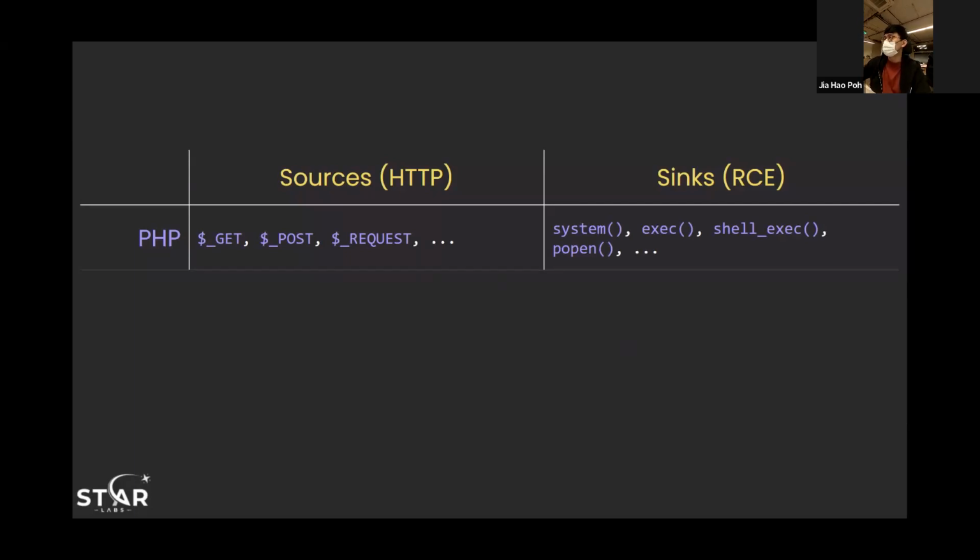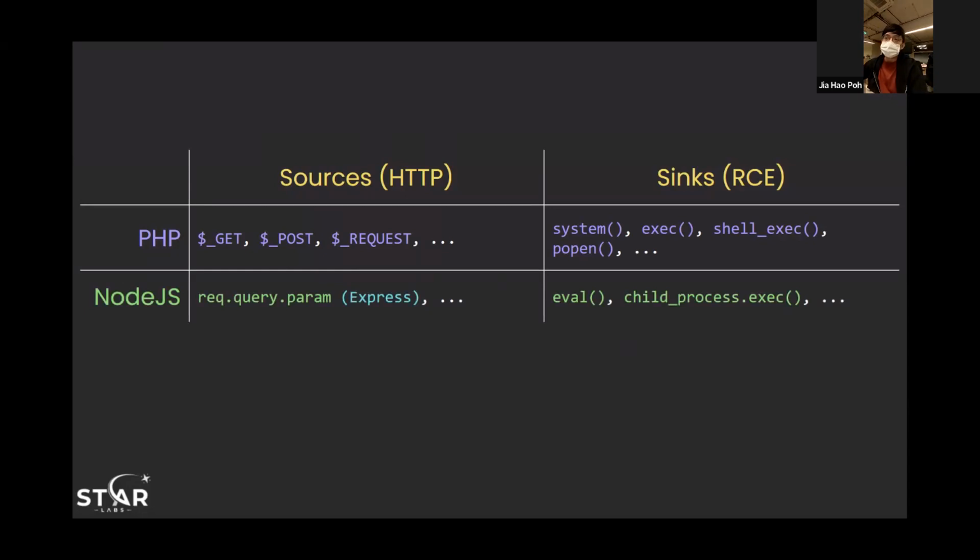As for the sinks, in this case, we'll just look at direct RCE. For PHP, it includes system, exec, shell_exec, popen, and many others. There's a lot in PHP. Then in Node.js, assuming that the server is running Express, the query parameters are usually passed in using this syntax here. And the sinks are like eval and child_process exec.